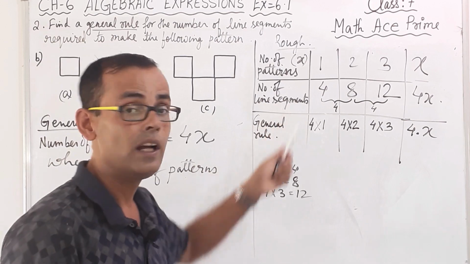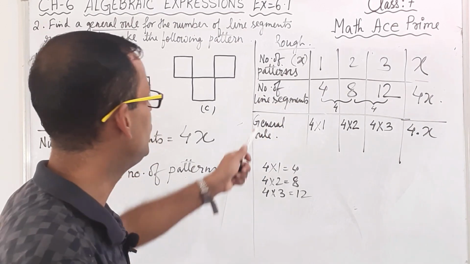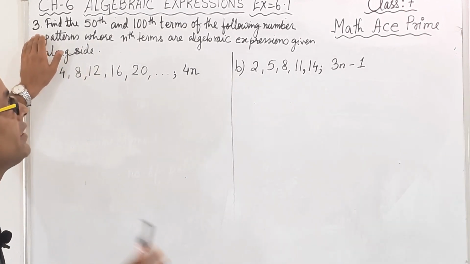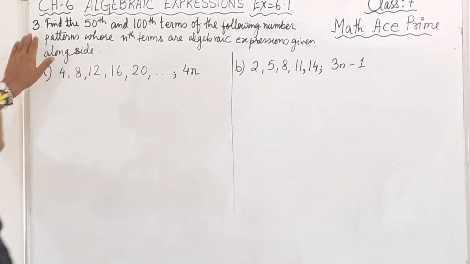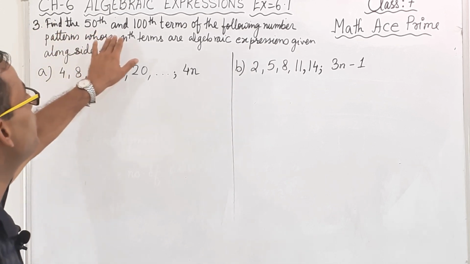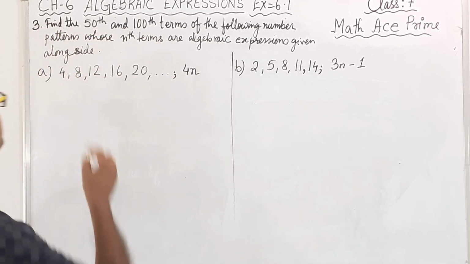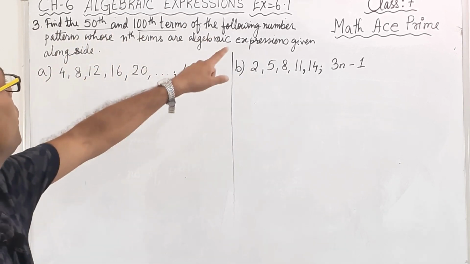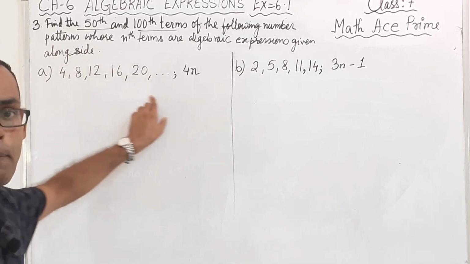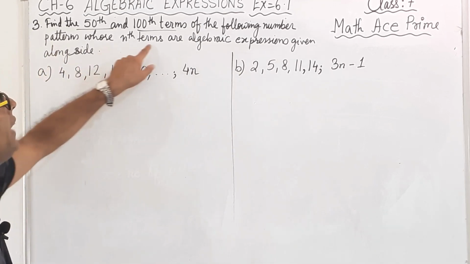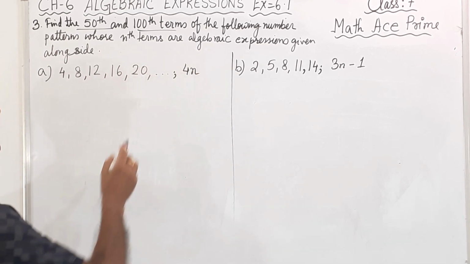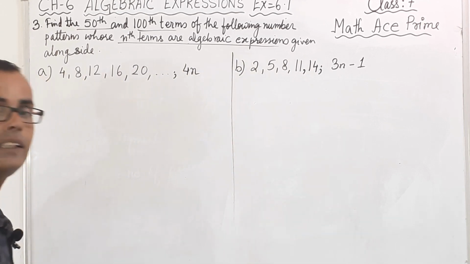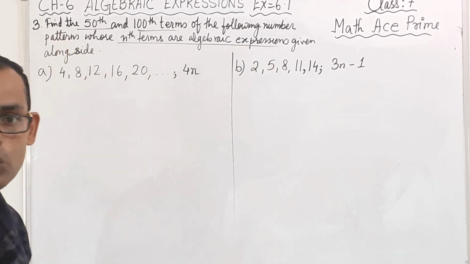You have understood how to frame the general rule. Now we are going to come to the last sum of this exercise 6.1, question number 3. Find the 50th and 100th terms. So you have to find the 50th term and the 100th term of the following number patterns, whose nth terms are algebraic expressions. The nth term is an algebraic expression, and that is given to us.